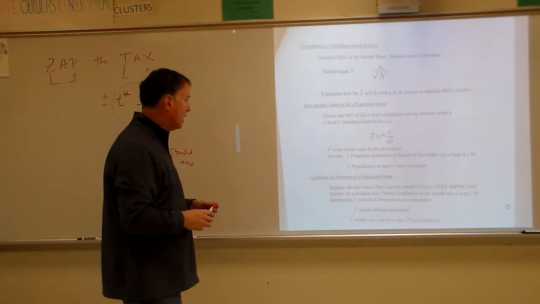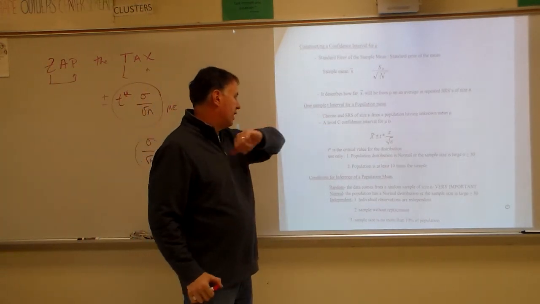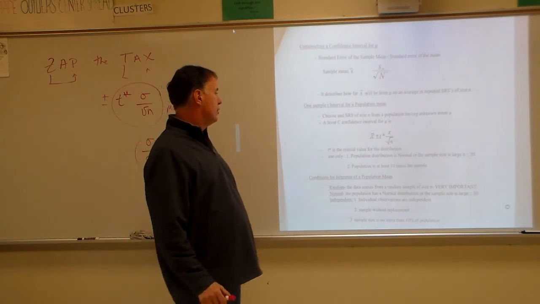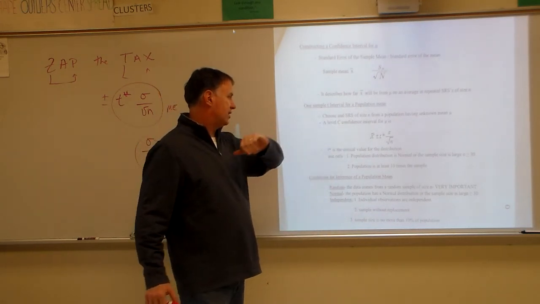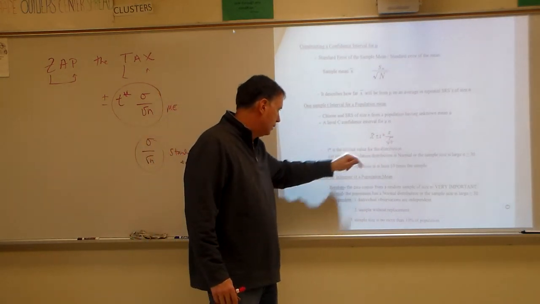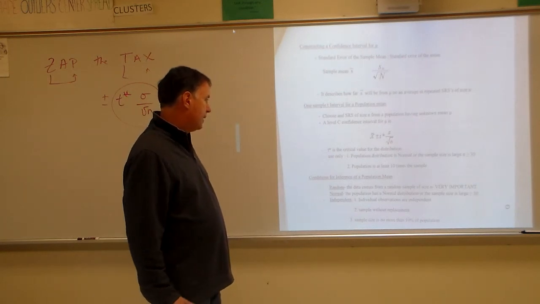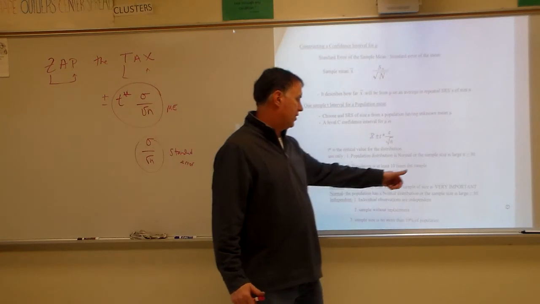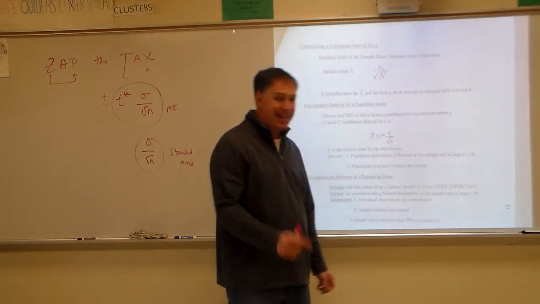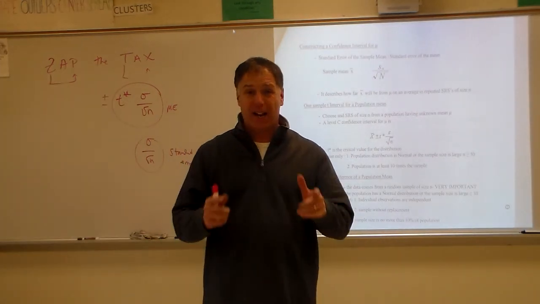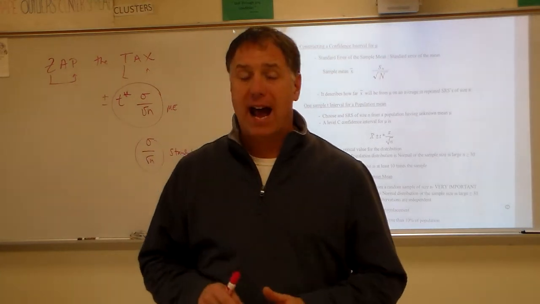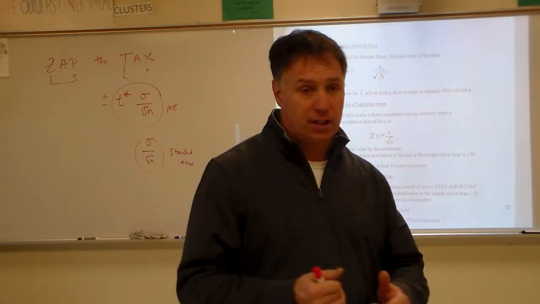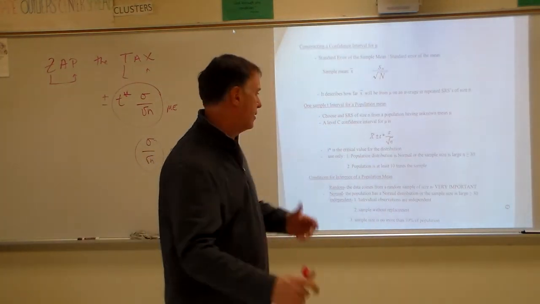A one-sample t interval. That's what we're doing, a one-sample t. Choose an SRS of size n. Here's your formula. Use it if your population distribution is normal or the sample size is greater than or equal to 30. If that's not true, you've got to make a graph. Make a graph and show that there's no severe skew or outliers.